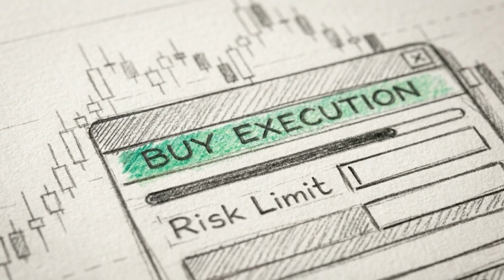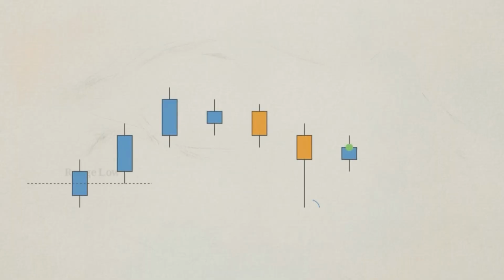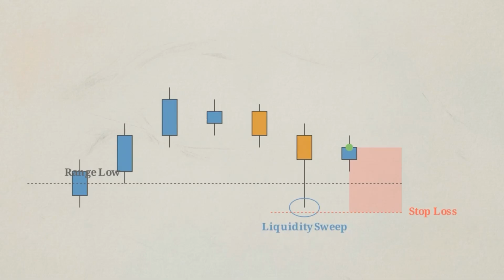Once the trade is live, you must place your stop loss to define your maximum risk for the position. Place your stop loss just below the lowest wick of the manipulation candle. This puts your exit point outside the zone where the liquidity sweep occurred.